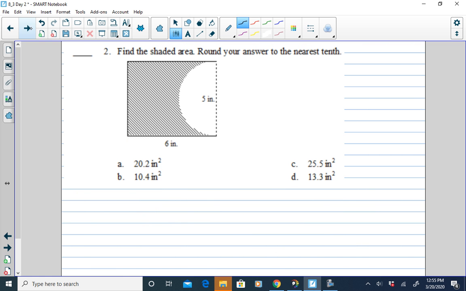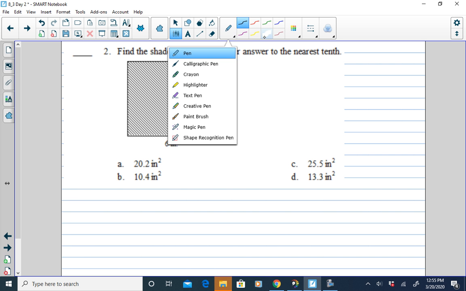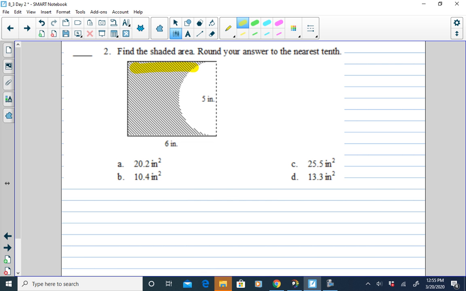Let's look at our next one. We want to find the area of the shaded region, round our answer to the nearest tenth. Well, the area of the shaded region this time is going to be the area of this rectangle minus the area of the semicircle, right? Because I like to do this, and I did this during the lesson. Let's get our highlighter and shade this whole part in.